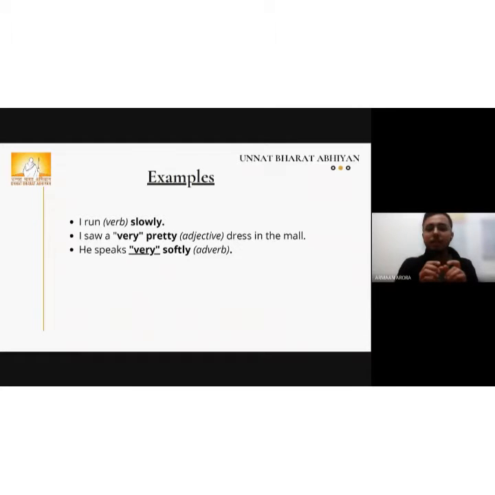In the next example, I saw a very pretty dress in the mall. In this sentence, pretty is an adjective because it is describing dress. If you want to understand the meaning of adjective, simply it is a word that describes a noun or a pronoun. Dress in this sentence is a noun and pretty is describing the dress. Therefore, it is an adjective. And very in turn is describing pretty कि वो एक बहुत सुंदर dress है. And therefore, we can say that very in this sentence is an adverb.